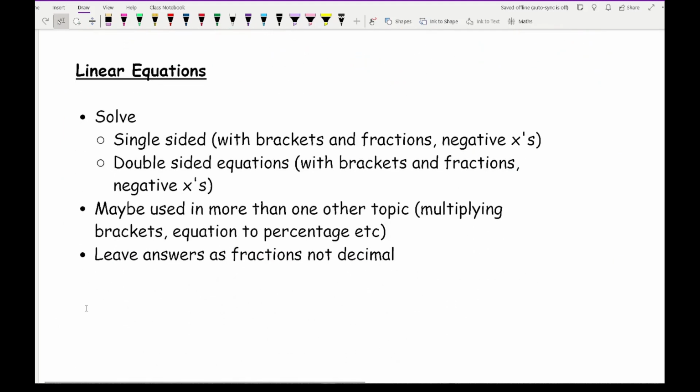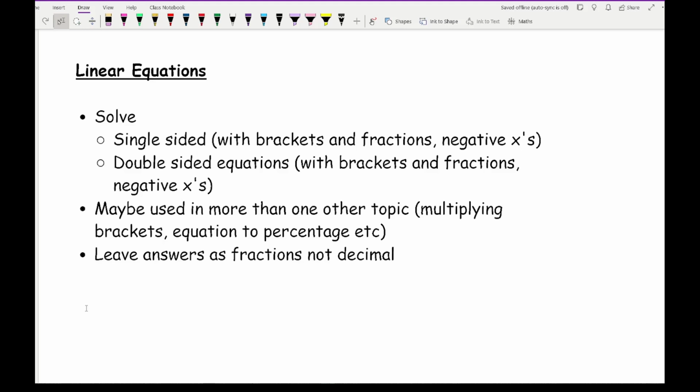Moving on to linear equations. So again, just have some common knowledge of how to solve single-sided ones, which again will be literally worth 1 mark. Double-sided, ones with fractions, ones with negative x's. Just make sure you're fully up to grips with your skills of solving linear equations. They may be used in more than one other topic. So for example, linear equations may get involved in multiplying brackets, equations to percentages, etc., which all feature in different topics.